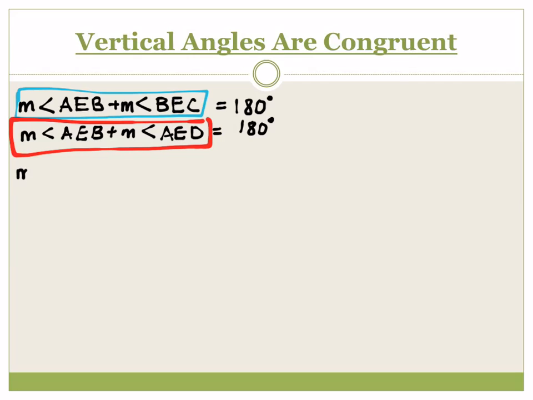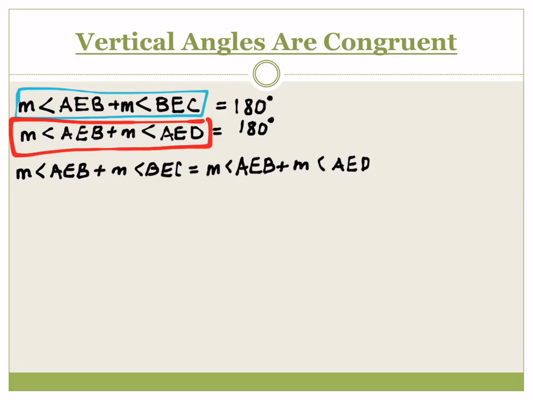I'm going to write down the measure of angle AEB plus the measure of angle BEC equals the measure of angle AEB plus the measure of angle AED. If they both equal 180, they equal each other. Make sense? Okay. What do you notice on the left-hand side and on the right-hand side of this?